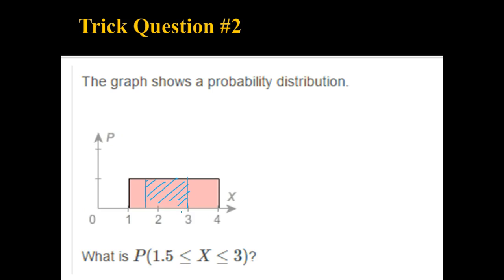We could calculate it. The width of the pink rectangle is 1 to 4, so 4 minus 1 is 3. We can divide 1 by 3, and the probability is 1/3, or 33%. But we don't need to know that. Instead, all we need to know is the total width, which we just said is 3. 4 minus 1 is 3.